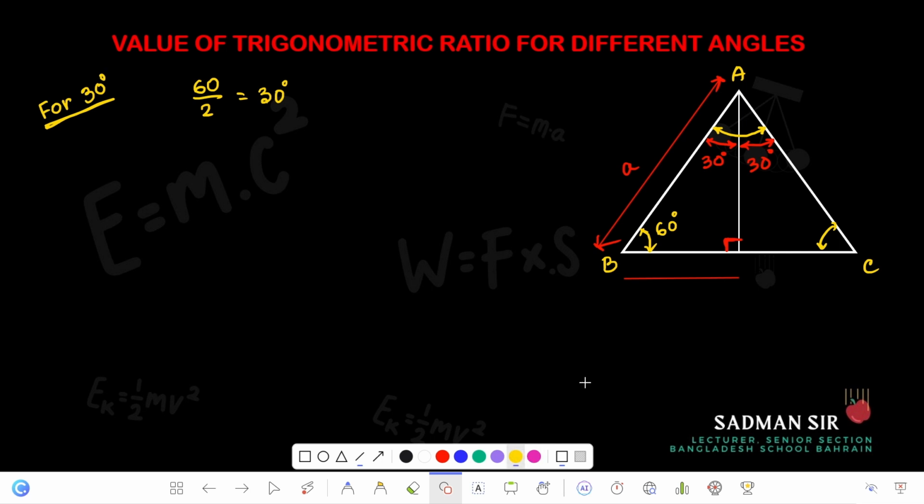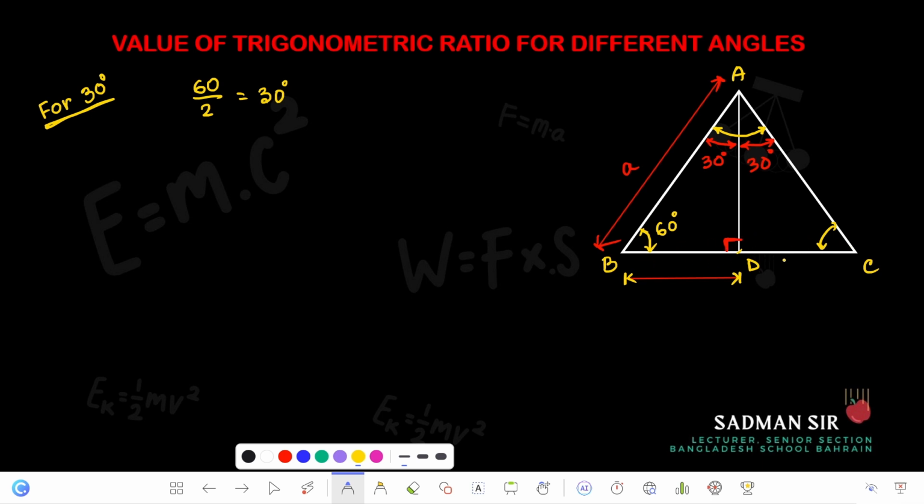What do you think? Try to make a comment about it, okay? If I name this point as D, so what should be the length of BD? What do you think? Interestingly, it will be half of BC.